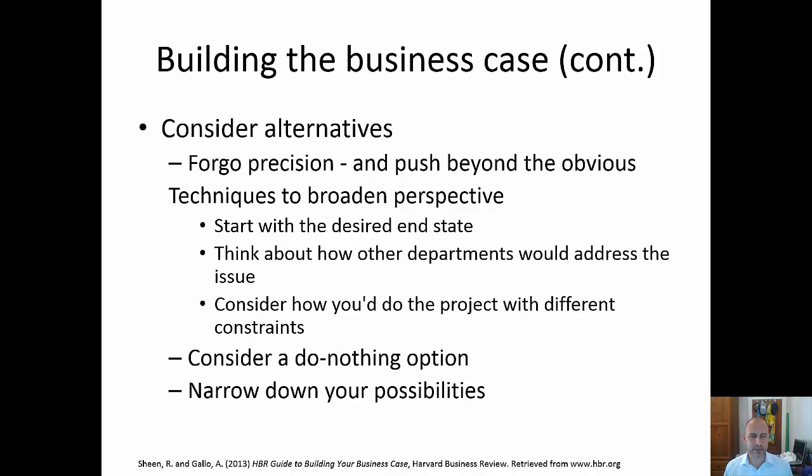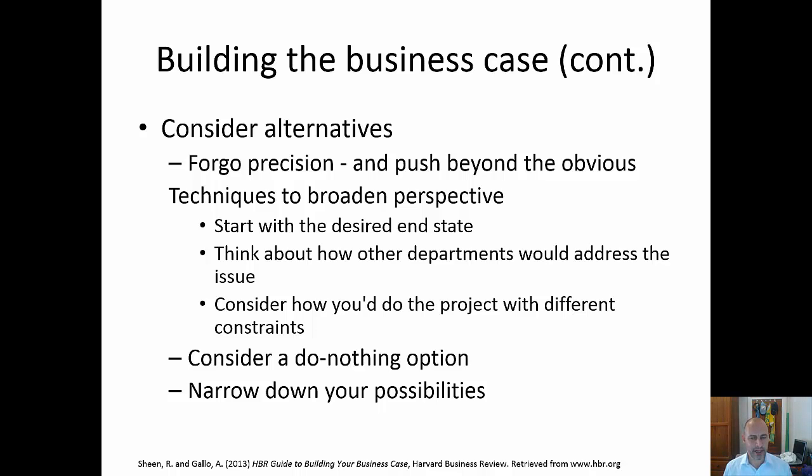Consider alternatives to the proposal that you originally came up with. You need to get your team together, forego some precision about what you are trying to do, push beyond the obvious to try and come up with alternatives. Techniques to broaden your perspectives and to help you think differently might be start with the desired end state and then work backwards to how you might achieve the improvement or the business case.